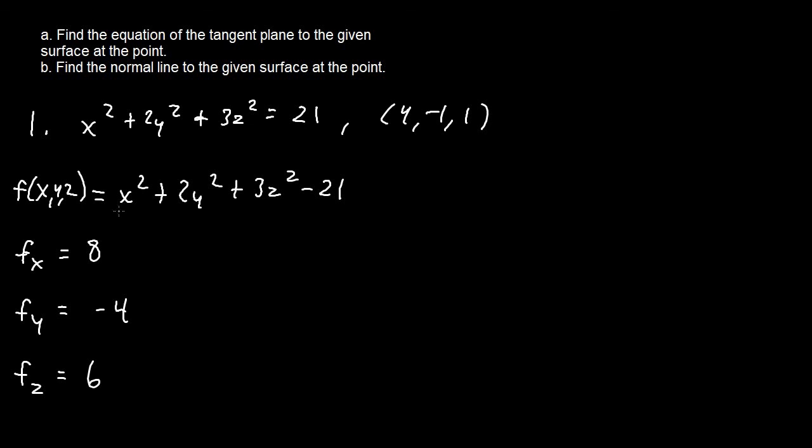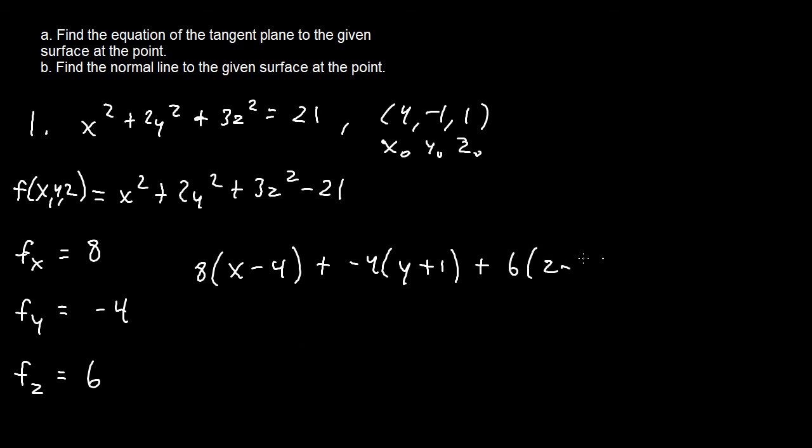evaluated at the given point, which we found to be 8, times x minus x naught. Now the x naught comes from the given point. So the given point has the coordinates x naught, y naught, and z naught. So x naught will be 4, plus f sub y evaluated at the point, which is negative 4, times y minus y naught. So minus a negative 1 will be plus 1. Then plus f sub z evaluated at the point (4, -1, 1), which we found to be 6, times z minus z naught, so z minus 1. And that will equal 0.